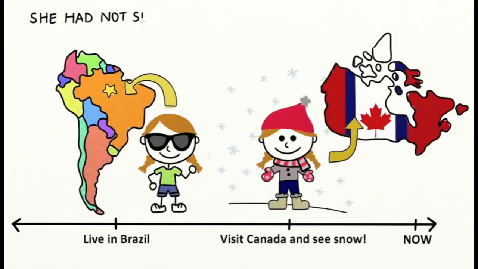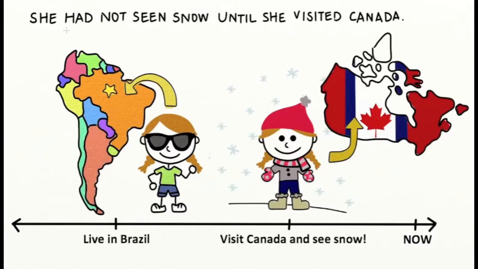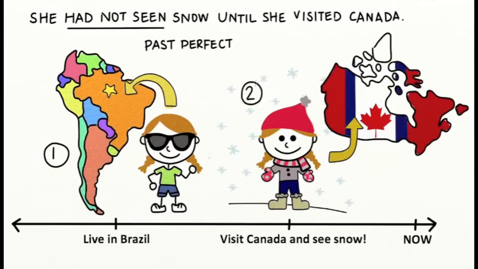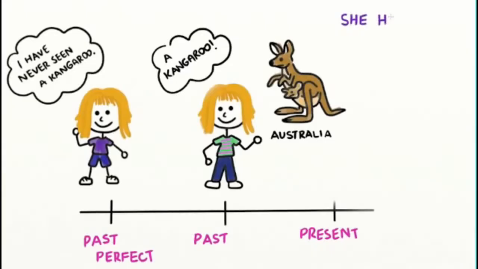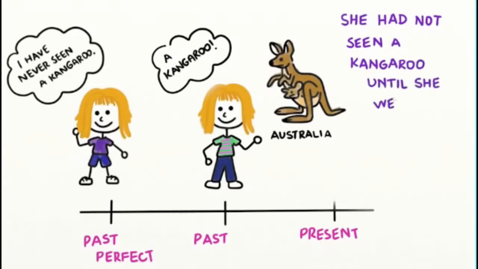Another example. She had not seen snow until she visited Canada. Again, we use the past perfect to describe the first action and the past simple to describe the second action. Here we can write, she had not seen a kangaroo until she went to Australia. Here we use had not seen to show that this event came first.